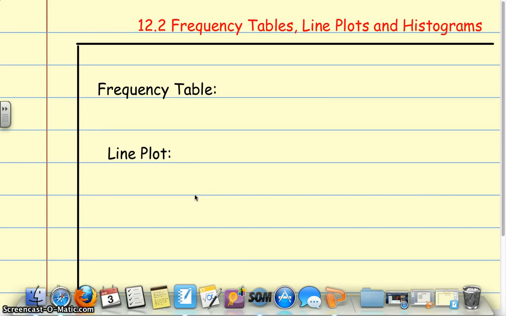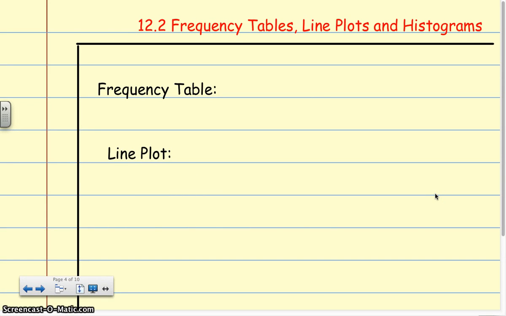Okay, and we're going to today talk about 12.2 and 12.4. I'm going to combine them into one lesson. 12.2, we're talking about frequency tables, line plots, and not histograms. Your homework is going to say create a histogram. It's not a standard we have to meet, so you're not going to be expected to create a histogram.